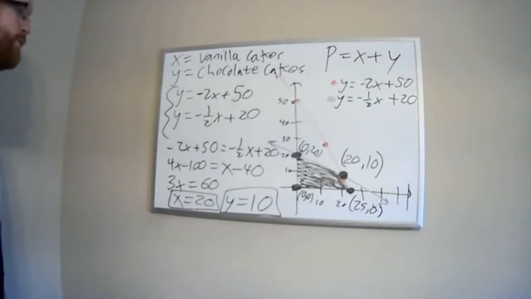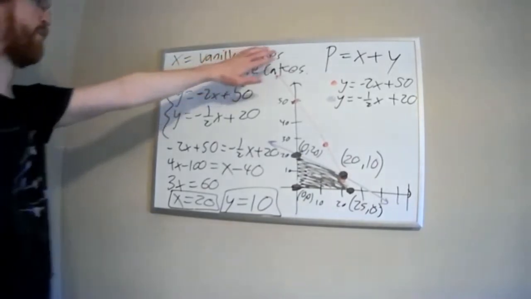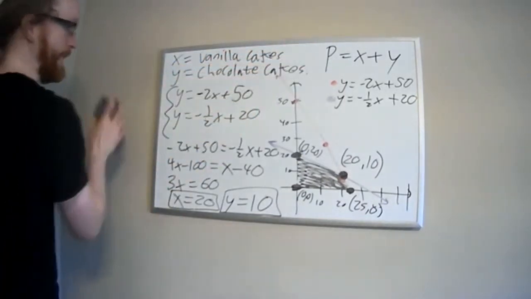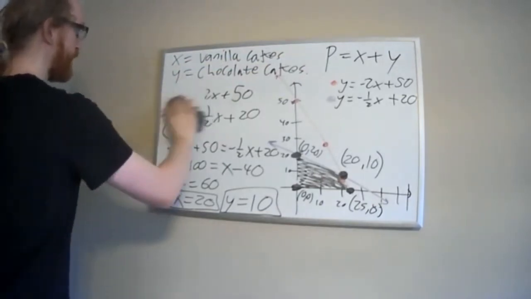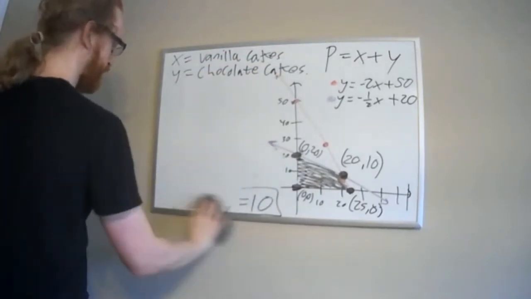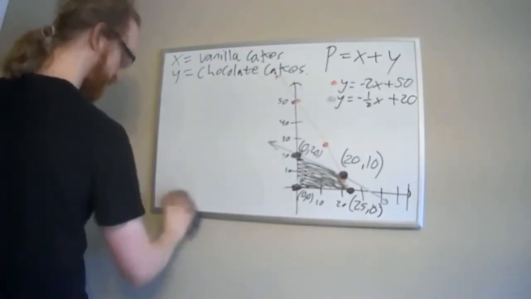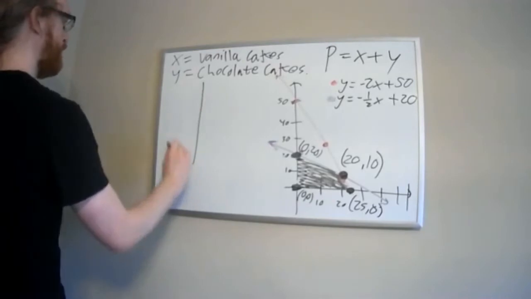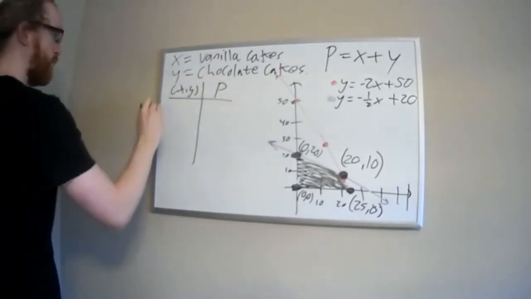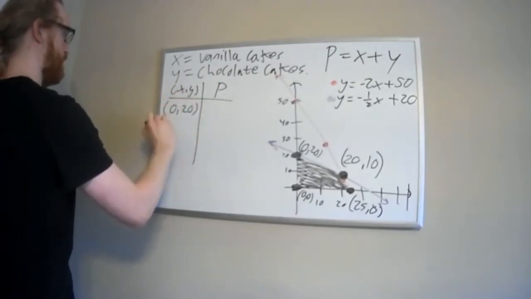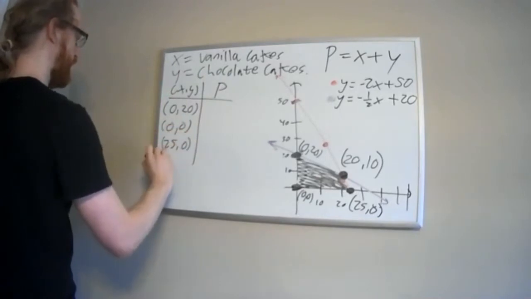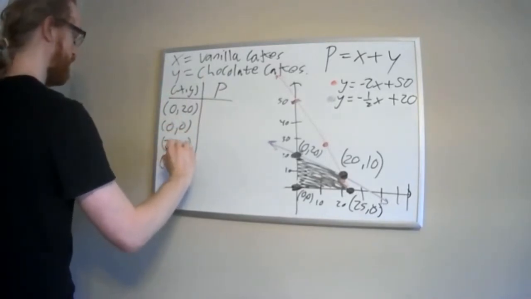So now that we've done that, the last thing to do is to find the maximum number of cakes that we're going to be able to make, which means we need to find the maximum of the objective function. And so to do that, we just plug in our corner points and see what we get. Find out where the biggest number occurs. So I'll make my little table. So on the left, we put our corner points. I have 0, 20, 0, 0, 25, 0, and 20 and 10.